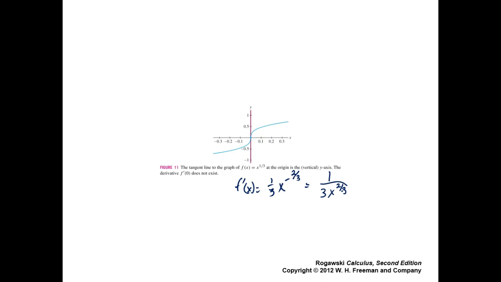Cube root of 0? 0 squared is? 3 times 0 is? And 1 divided by 0 is? Undefined. There is no slope there. It's an undefined slope there. So that's what lets you know the tangent line doesn't exist. If you can't define the slope of a tangent line, it doesn't exist.